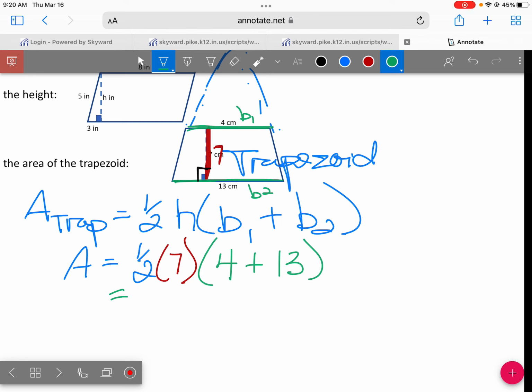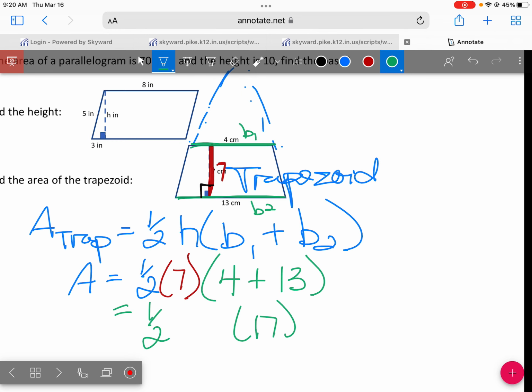Actually, before we do this, what is 4 plus 13? Yeah, so let's mark this as 17 and say 1/2 times 7 times 17. So on your calculators, a couple ways you can do it. You take 1 divided by 2, that is your 1/2, times 7, and then times 17, what do you get?